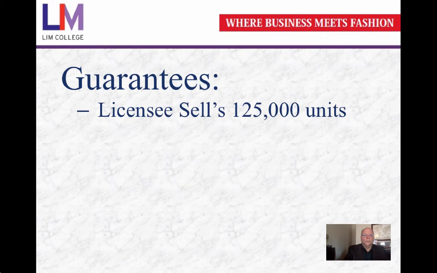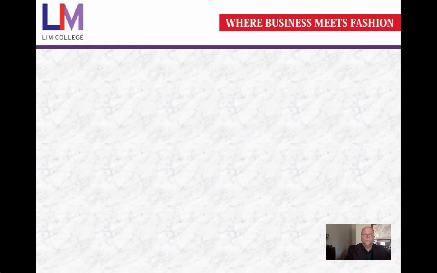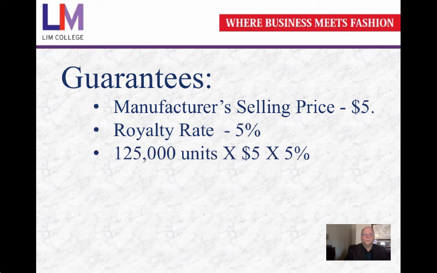All right, let's do another one. Let's continue with this example. The licensee sells 125,000 units. It didn't hit its 137,500 goal. What guarantee amount is owed to the licensor? See how this works?